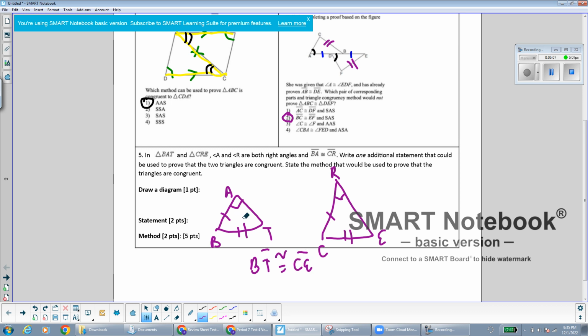And that's not SSA because it's a right triangle. That's HL, congruent hypotenuses and a congruent pair of legs. You didn't have to do HL. You could have made up any piece of information that made the triangles congruent. You could have put another angle here and here for ASA. You could have put another angle here and here for AAS. You could have put another side here and here for SAS. Didn't matter.